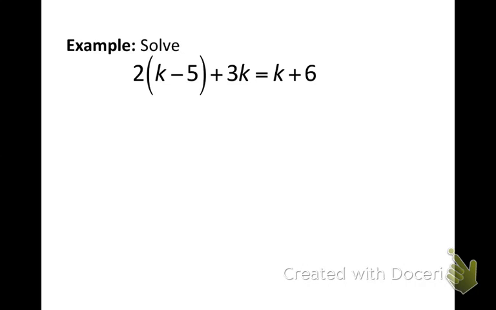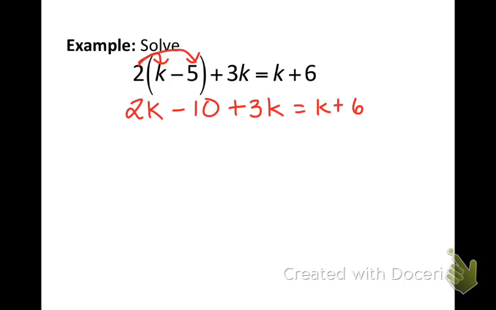So we have 2 times the quantity k minus 5 plus 3k equals k plus 6. I heard Justin say distributive property. Why would I use the distributive property, Justin? Yeah, get rid of the parentheses. I like that. So when we use the distributive property, 2 times k is 2k. 2 times negative 5 is negative 10 plus 3k equals k plus 6.